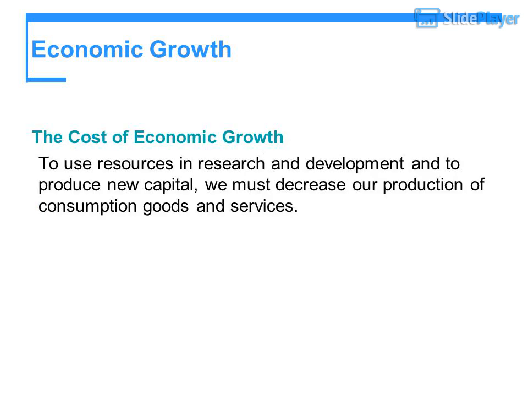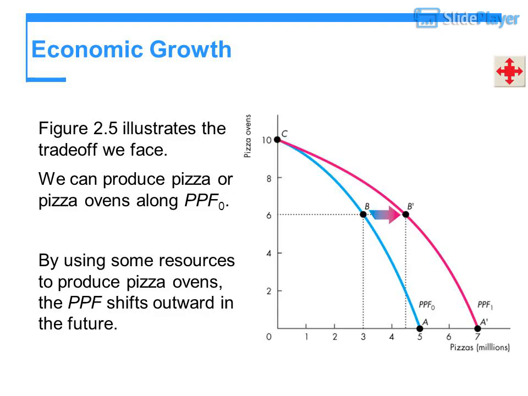Economic growth. The cost of economic growth. To use resources in research and development and to produce new capital, we must decrease our production of consumption goods and services. Figure 2.5 illustrates the trade-off we face. We can produce pizza or pizza ovens along PPF 0. By using some resources to produce pizza ovens, the PPF shifts outward in the future.